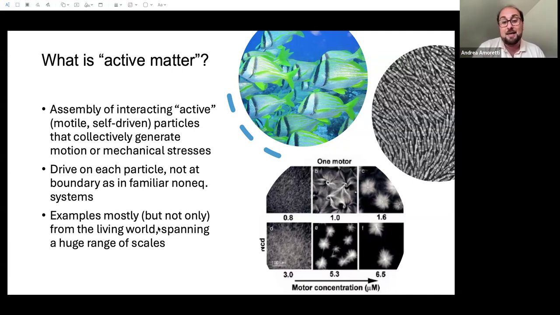There are many examples, mostly from the living world, but not only from the living world, which run from schools of fish, flocks of birds, bacteria, and so on and so forth. I will speak about some of them in what's to come.